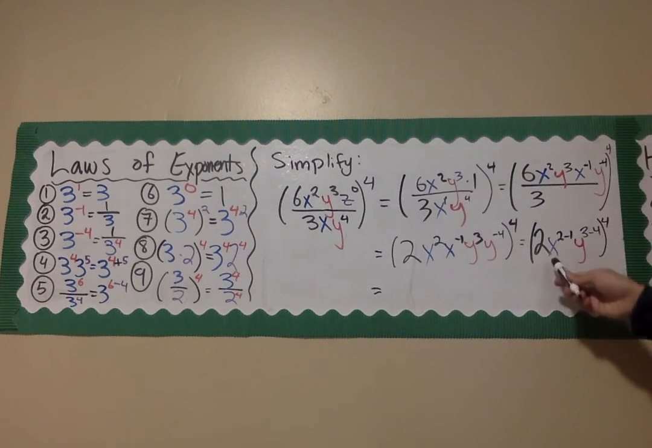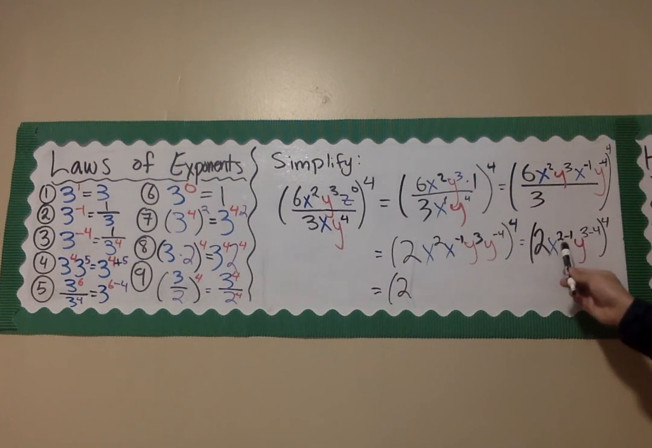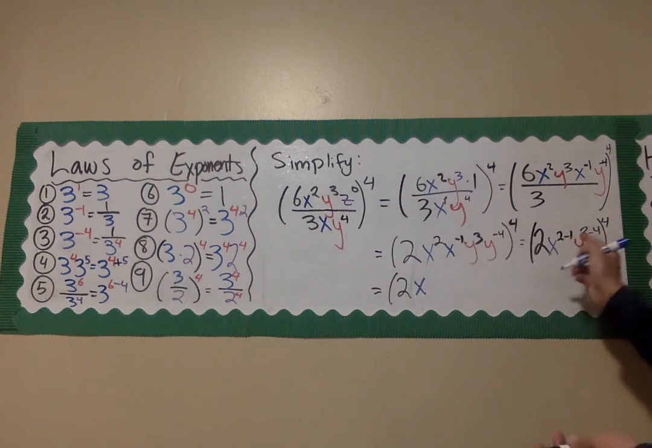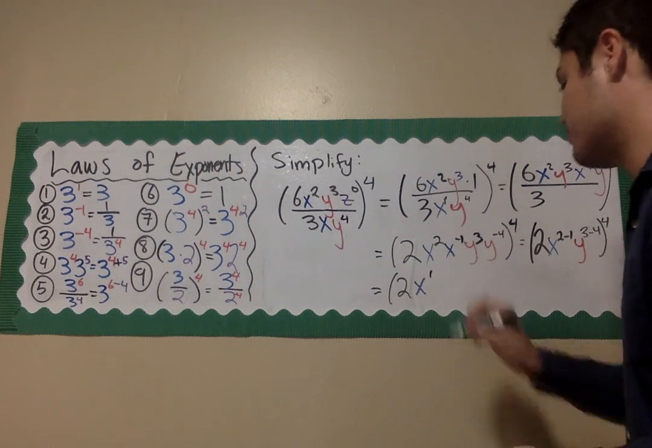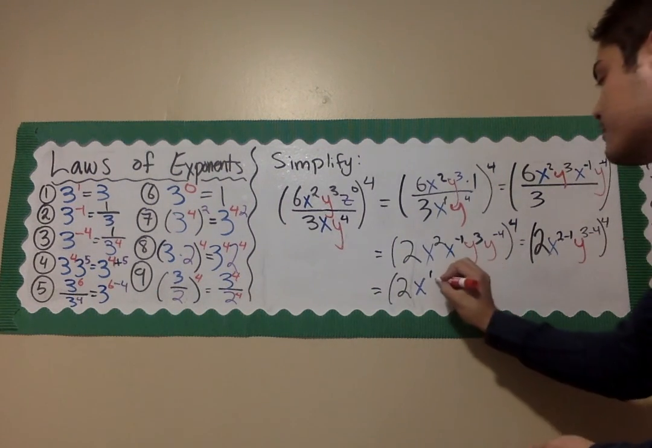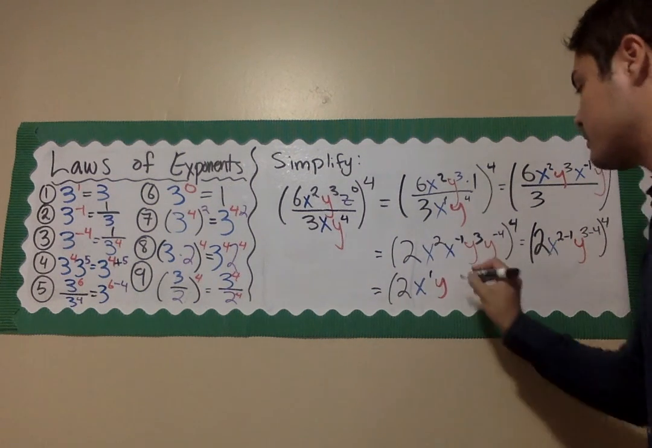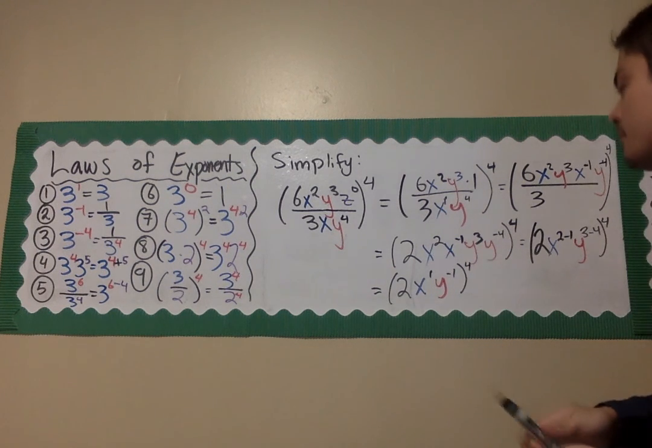We're going to keep going. This 2 stays the same. X to the power of 2 minus 1. Well, hopefully we know 2 minus 1 equals 1. So we're going to keep that 1 up there. Y to the power of 3 minus 4. 3 minus 4 equals negative 1. So I'm going to put negative 1 up there, all to the power of 4.